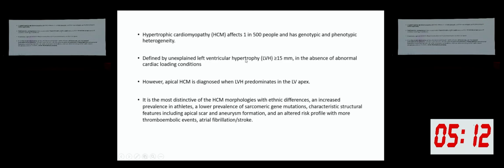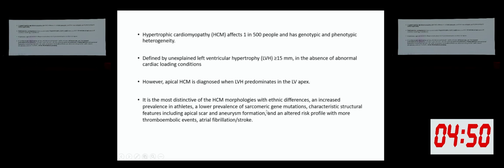Hypertrophic cardiomyopathy affects 1 in 500 people, and it has multiple genotypic and phenotypic variations. It's unexplained left ventricular hypertrophy of more than 15, or more than 13 in some series, in the absence of abnormal loading conditions. However, apical hypertrophy is diagnosed when the hypertrophy predominantly involves the LV apex. And this is important because it has increased prevalence in athletes.